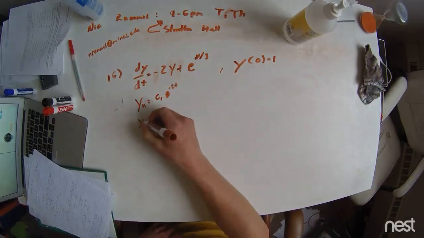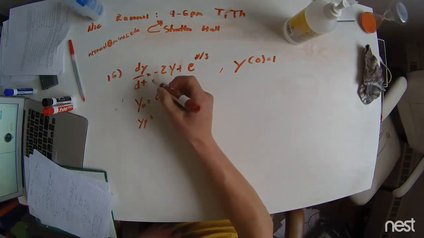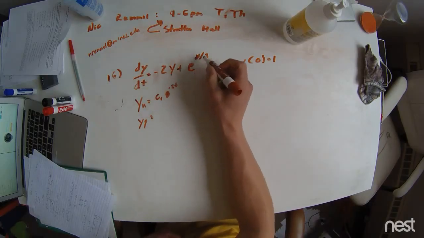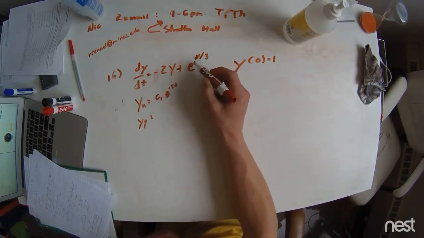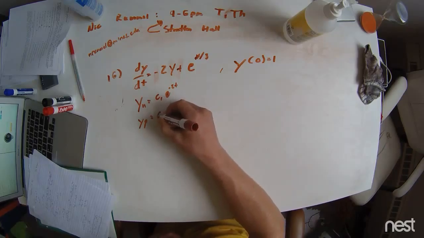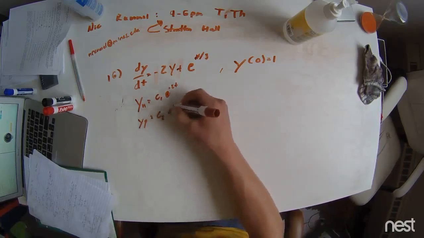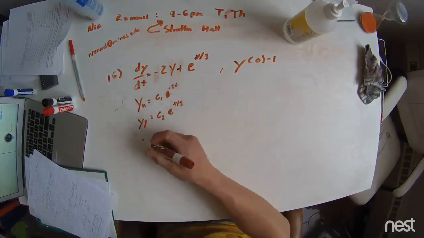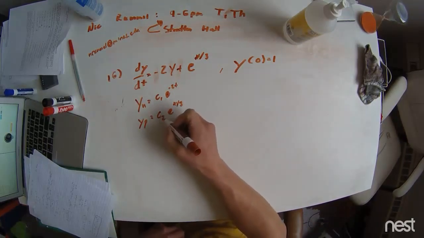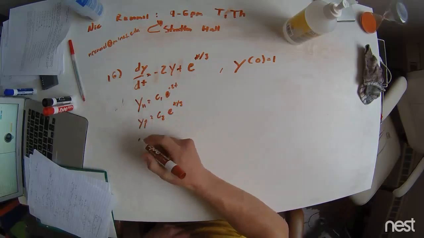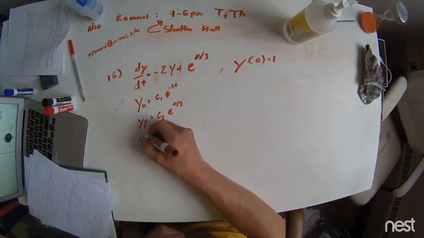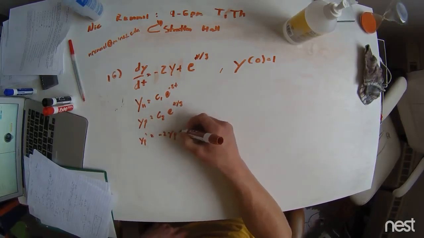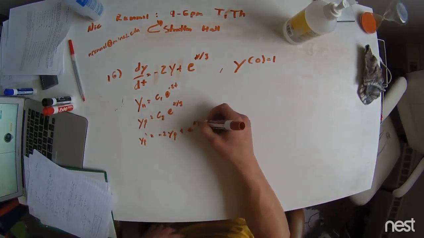Now we move on to the particular case, and we see that the derivative of the particular is going to have some term connected to this, which means our best guess is e to the t over 3 times some coefficient. Now we're going to be trying to specify this coefficient by just considering the particular case alone. So we have y particular prime equals the negative 2 times the y particular plus e to the t over 3.